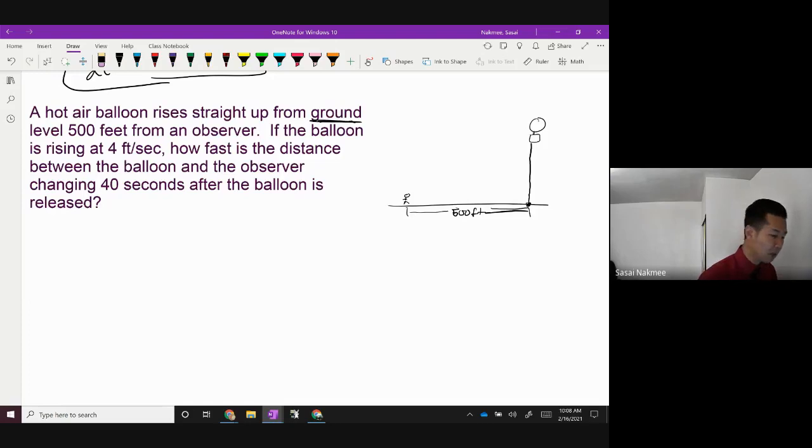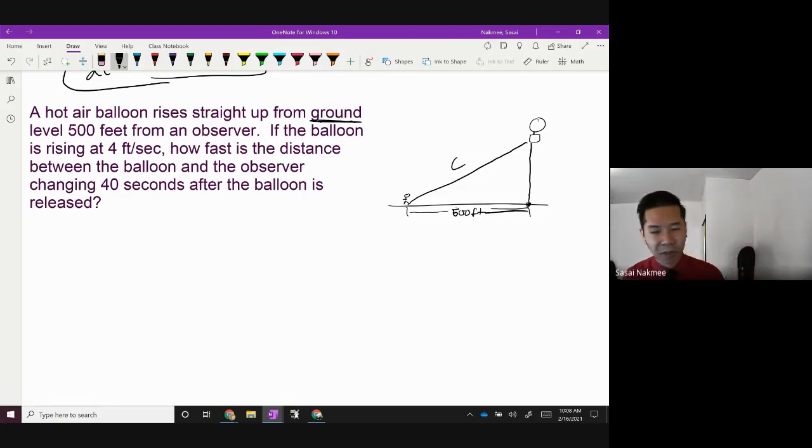So I'm going to draw that line right now. I'm going to connect the person to the balloon like so. That's the distance that we're asking about. How fast is that changing? And I'm going to call this distance right here C. The distance between the observer and the balloon, we'll call that C.